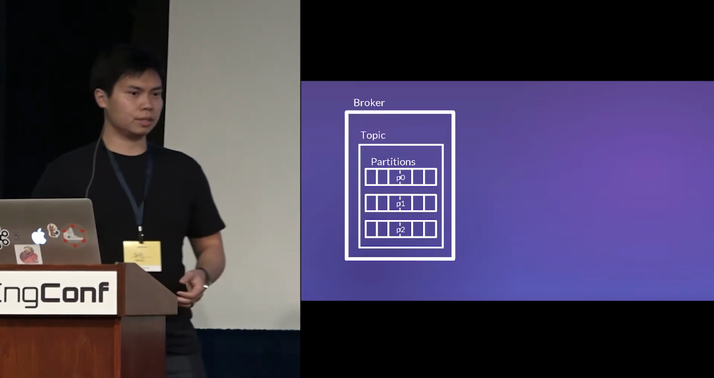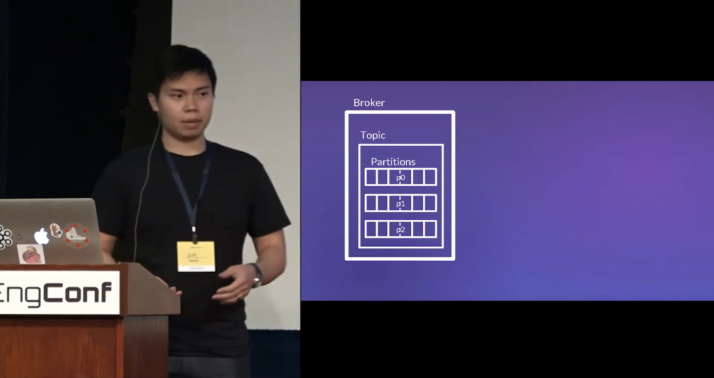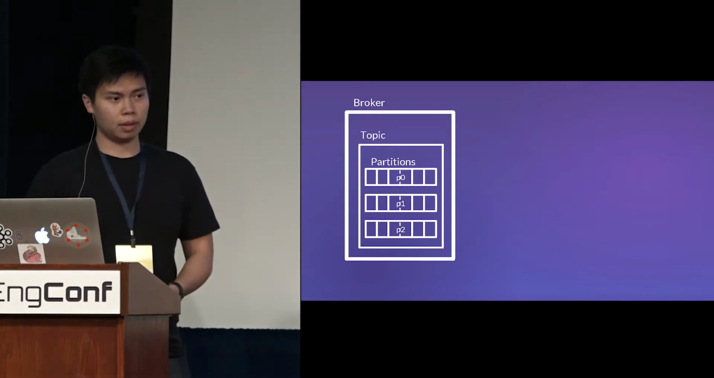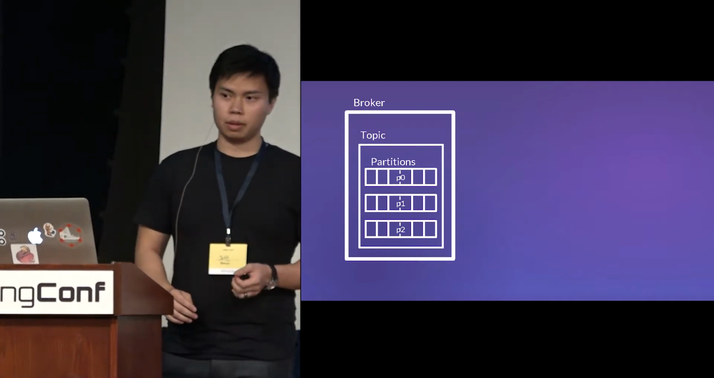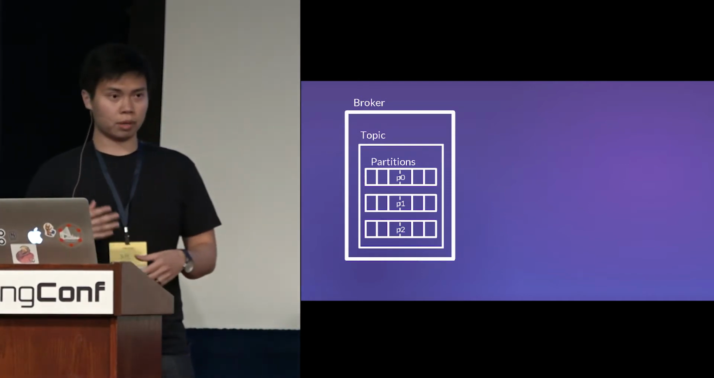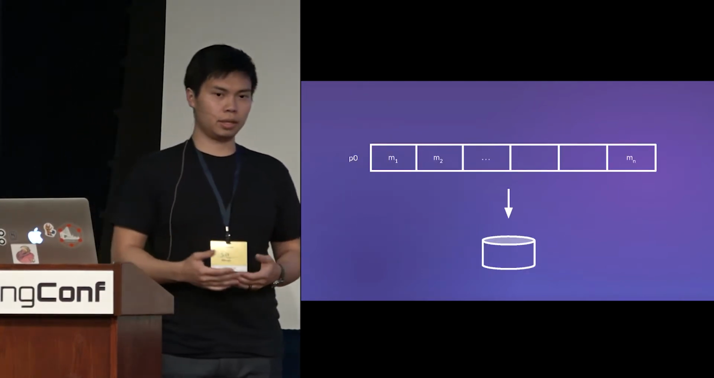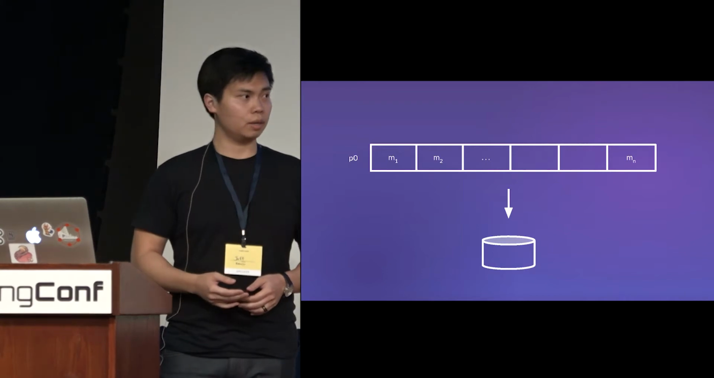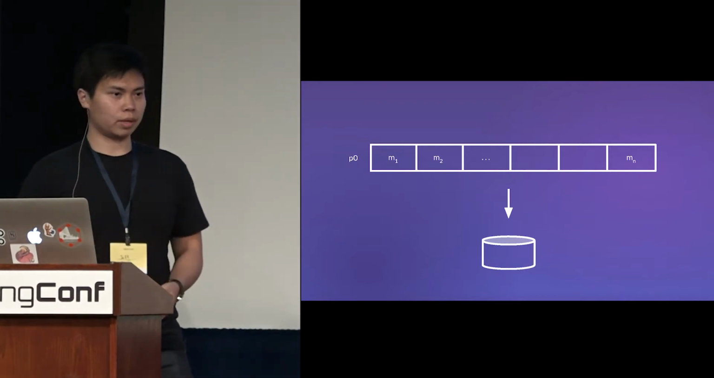Now, brokers are just individual instances or processes of Kafka that manage streams of messages, and these messages are categorized into topics. These topics may have one or more partitions, in which a partition is just a write-ahead log that writes messages in the order that they are received and stores them directly on disk.